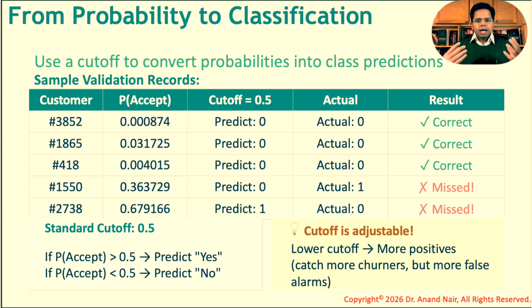Look at the table. Customer number 418 has P equal to 0.004. That's below 0.5. So we predict no, will not accept. The actual outcome was also no. We got it right. But customer number 1550 is interesting. P is equal to 0.363, below our 0.5 cutoff. So we predict no.